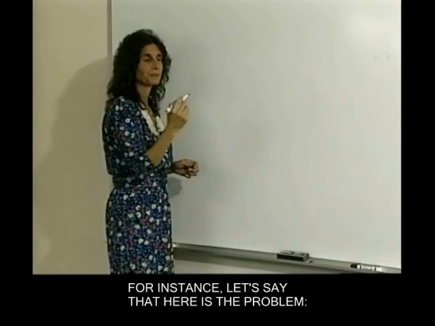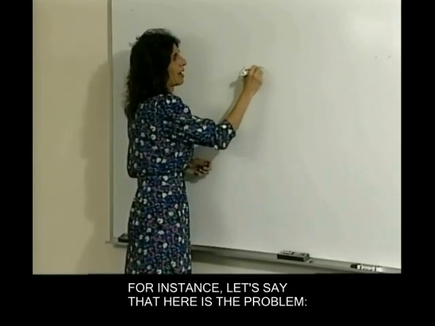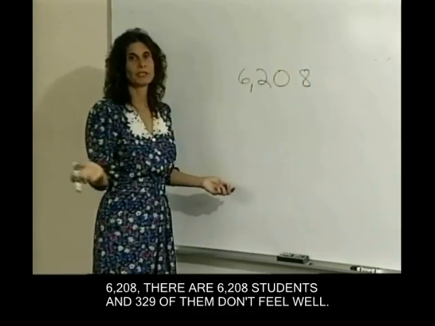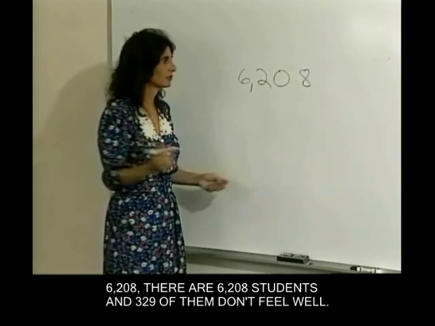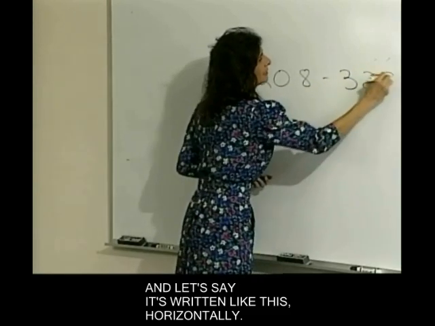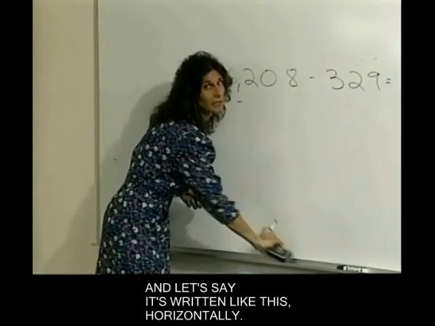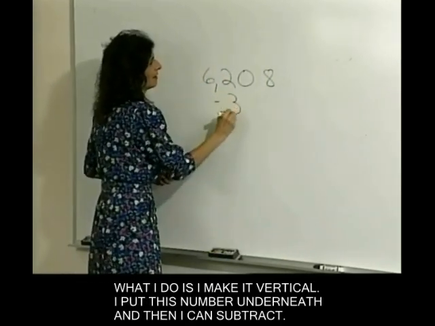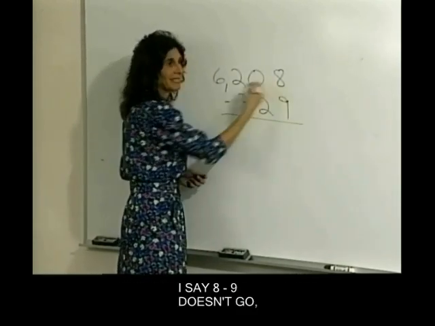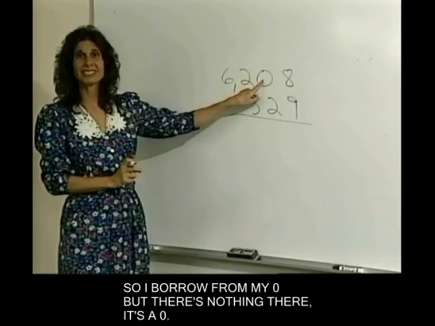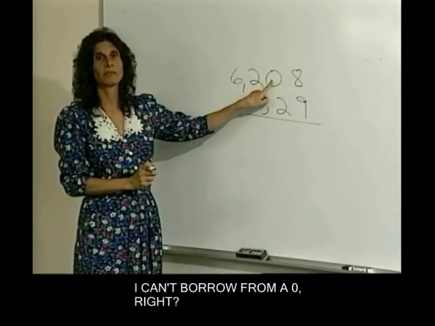For instance, let's say that here is the problem, 6,208. There are 6,208 students, and 329 of them don't feel well. And let's say it's written like this, horizontally. What I do is I make it vertical. I put this number underneath, and then I can subtract. I say 8 minus 9 doesn't go. So I borrow from my 0, but there's nothing there. It's a 0. I can't borrow from a 0.